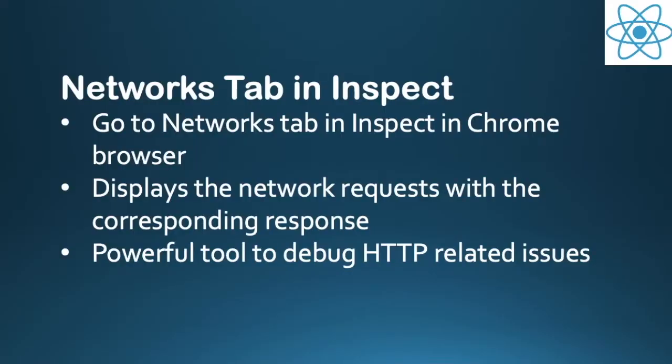Now these network requests, these HTTP requests and these responses, there is another way to inspect them and see them. For that we have the network tab in our inspect. So we will go to the network tab in inspect in the Chrome browser. It will display all the network requests with their corresponding responses, and this is a very powerful way to debug HTTP or network related issues. So let's just have a look at it.